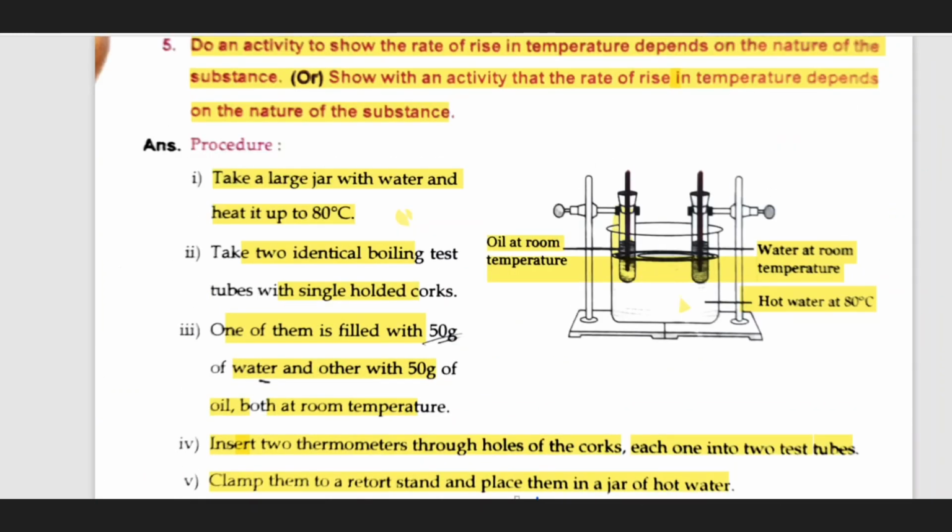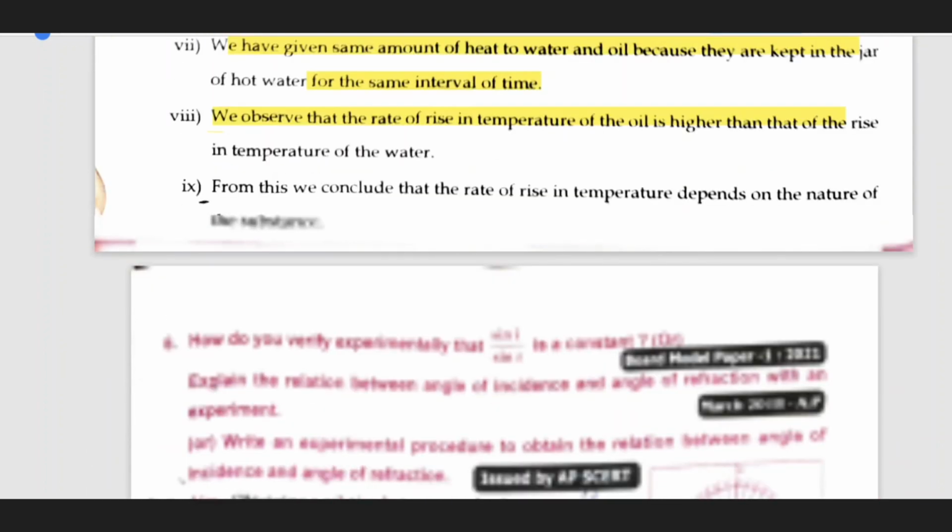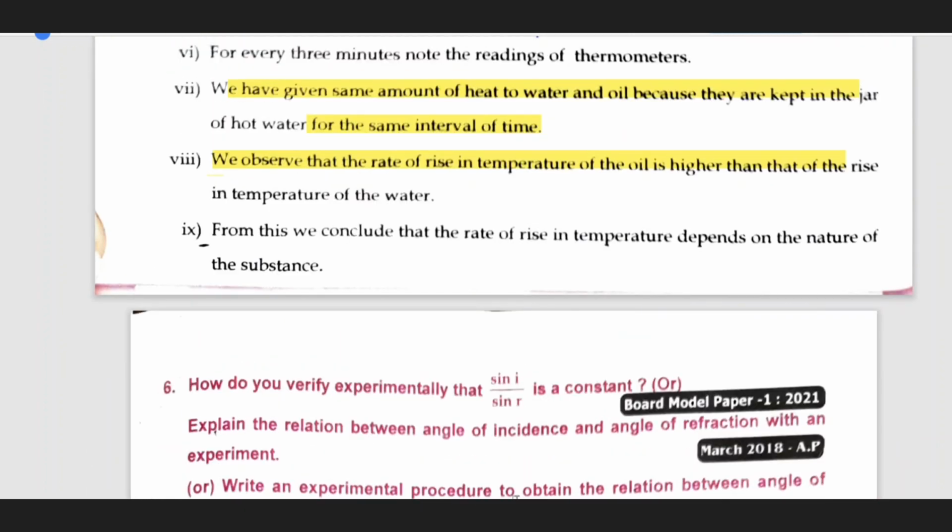So if you observe here, initially both are at same temperature. Both this thermometer and this thermometer will show same reading. But even though we supply same amount of heat energy to these two test tubes, the reading of the thermometer which is kept in oil rises faster when compared to water. So from this we can conclude that the rate of rise in temperature depends on the nature of the substance. That is activity 5.